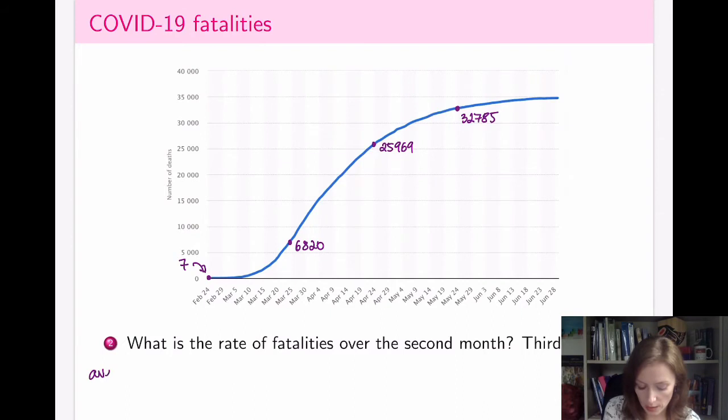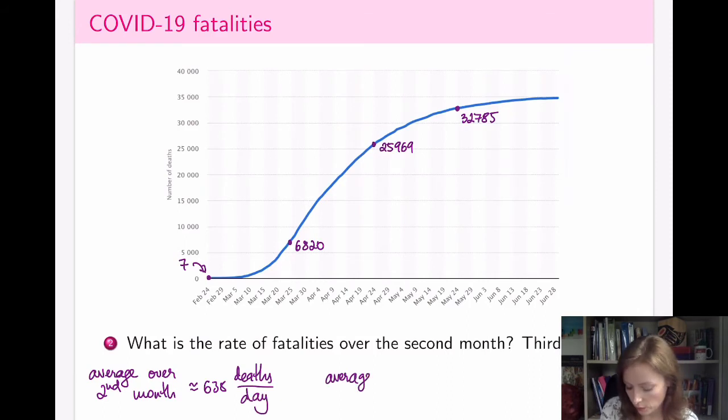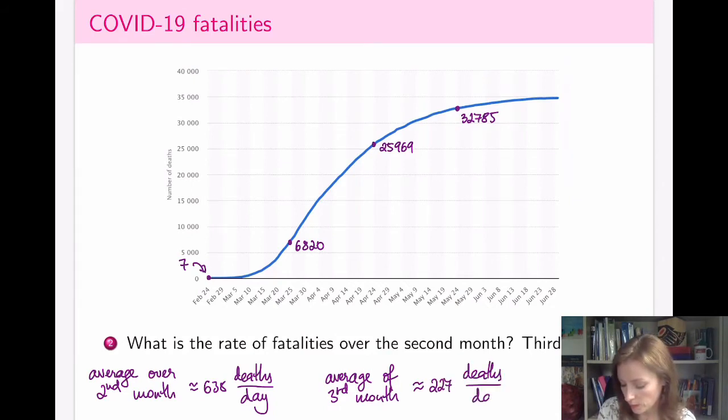Okay, so I will just give you the actual numbers. Over the second month, I got approximately 638 deaths per day, and the average over the third month came out to be approximately 227 deaths per day. Okay, and let's once again go ahead and actually graph what that means in terms of lines on your graph here.